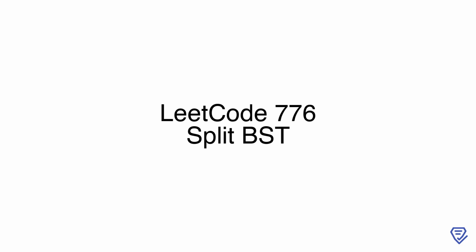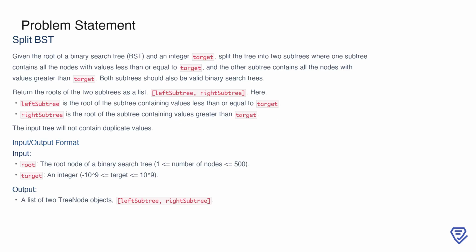Let's get started. The task is to split a binary search tree, or BST, into two smaller BSTs based on a given target value. You are provided with the root of the tree and an integer target. The goal is to split the tree such that one subtree contains all nodes with values less than or equal to the target, and the other contains all nodes with values greater than the target. Importantly, both resulting subtrees must maintain the properties of binary search trees. The output of this function will be a list of two elements, the roots of the left and right subtrees.